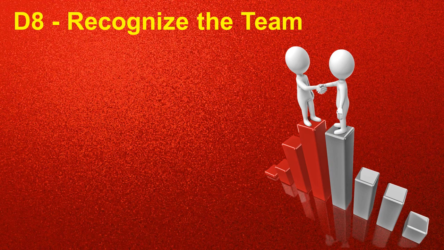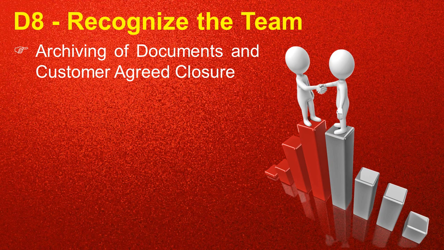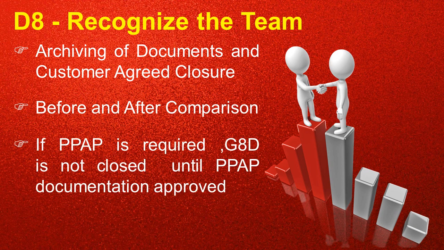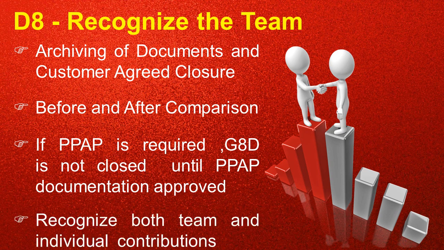The last step in the 8D process is D8, which is related to recognizing the team. In this, you recognize both the team and the individual efforts and facilitate a satisfactory closure. The activities involved in D8 are archiving of documents and customer agreed closure, before and after comparison for future reference, and if PPAP is required, 8D is not closed until PPAP documentation is approved. Recognize both team and individual contributions. This activity helps in the motivation of the employees for the job successfully done.